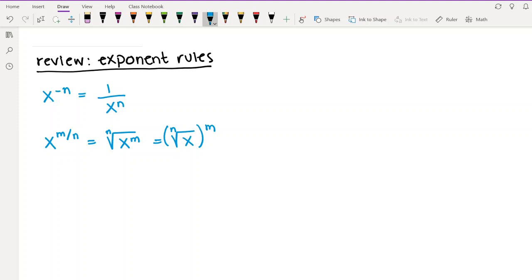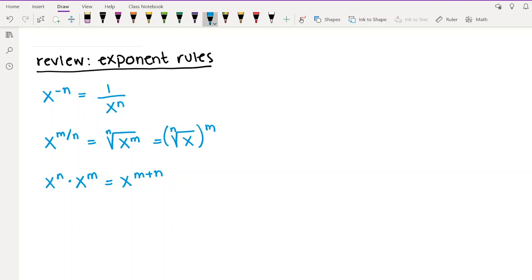Another rule that's good to know, actually probably just one more that I'll give you right now, is that if you have the same base being multiplied with itself, you can add those powers. So that would be x to the m plus n. Where does that come from?